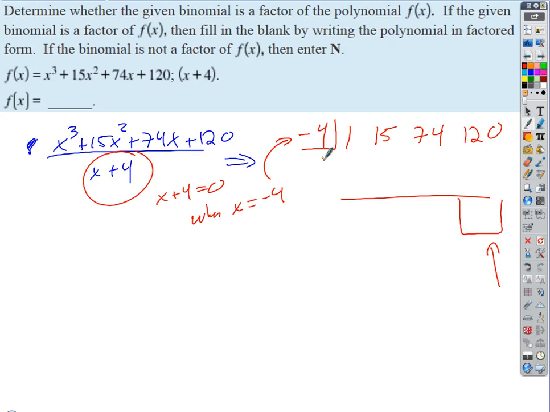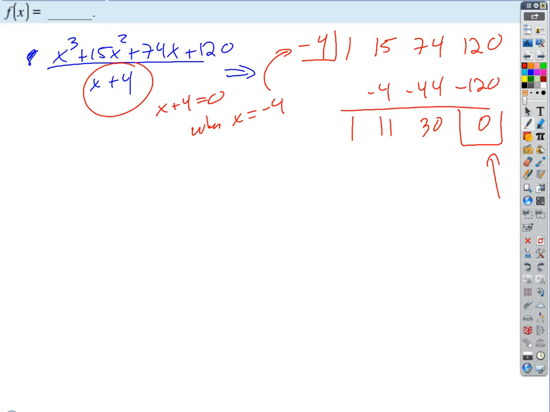So now let's do our work here. What do we do? Drop down. Whenever a number appears below the line, we multiply, right? So negative 4, add, we get 11. 11 times negative 4, negative 44, add, 30? So we did get 0, right? So that's helpful. Okay, so then how do we interpret this?